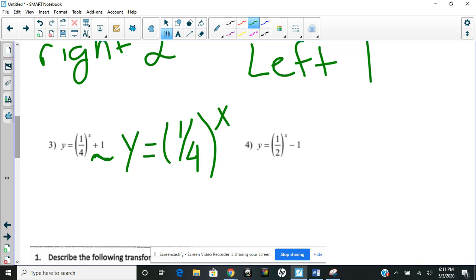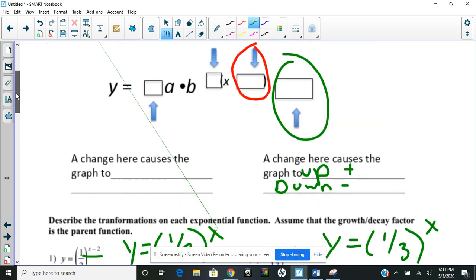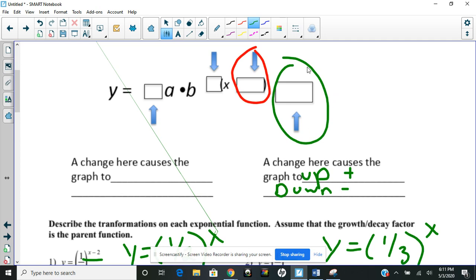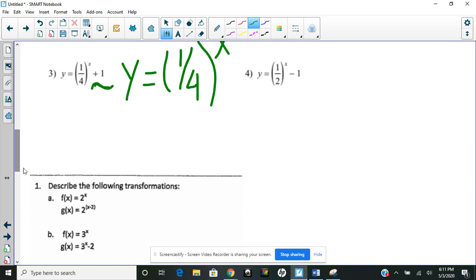And that is not in the exponent. So I'm going to go up towards my rules again. And that big green circle at the end tells me the rules for the movements that bring me up and down. So up will be plus, down will be minus. So let's look at this. So that's up because it's plus. So I say up 1.